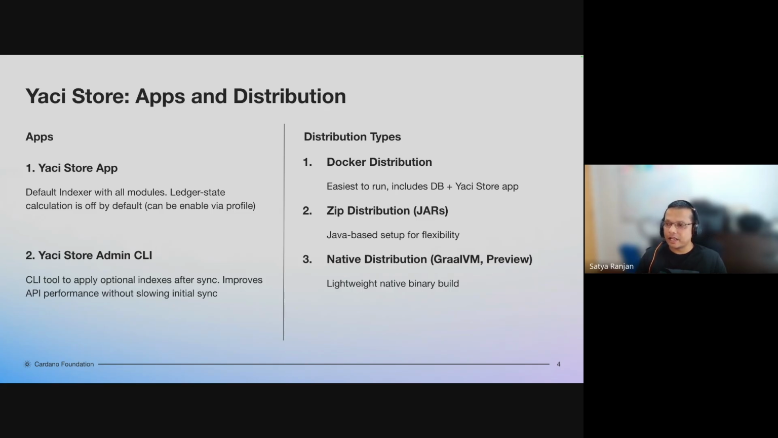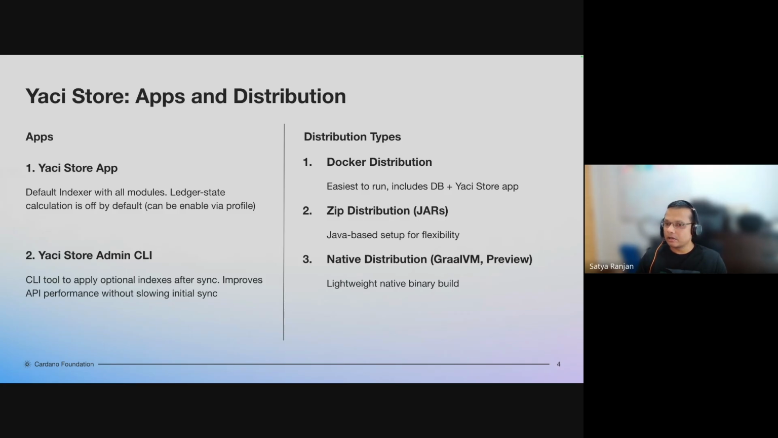And the second distribution type is a zip distribution, basically bundling all the jars, Yaci Store specific jars. And this is a non-Docker distribution, so you can have your own Java runtime, and you can use this distribution if you want.